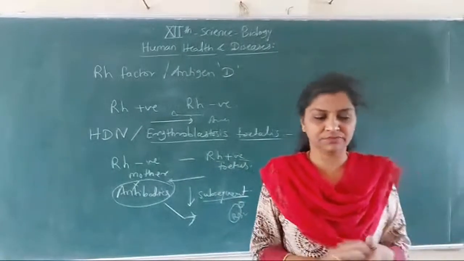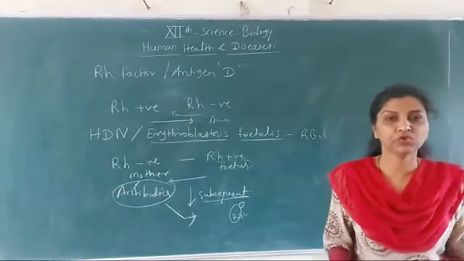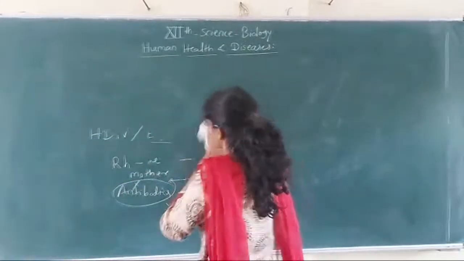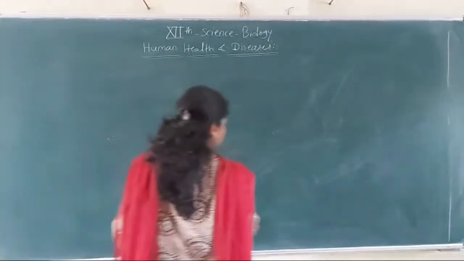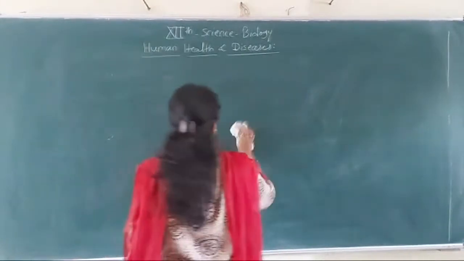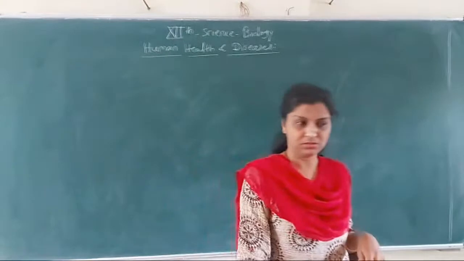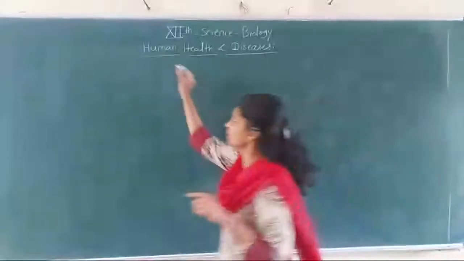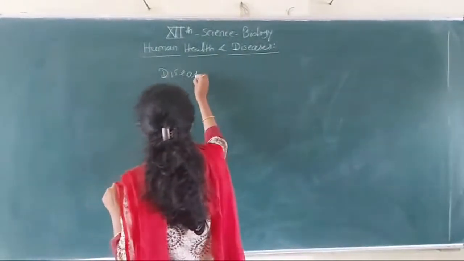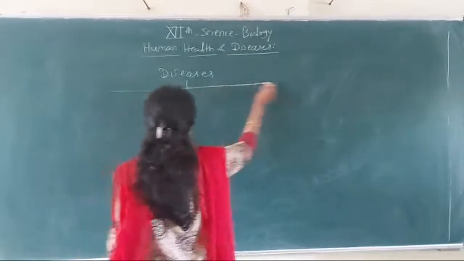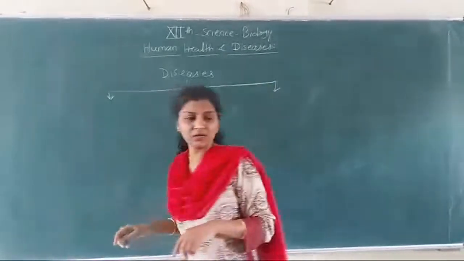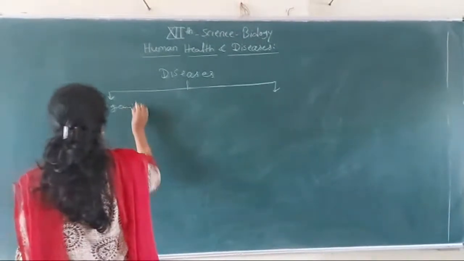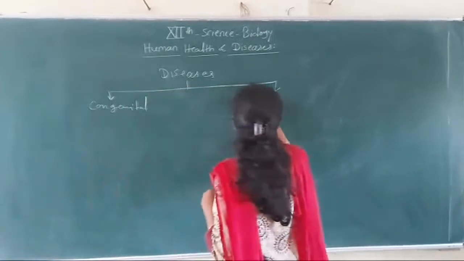So the next topic is human diseases. There are some human diseases which are included in our syllabus. So we start from the diseases. Human diseases are of two types. The first is congenital and the second is acquired. Congenital diseases and second is acquired diseases.